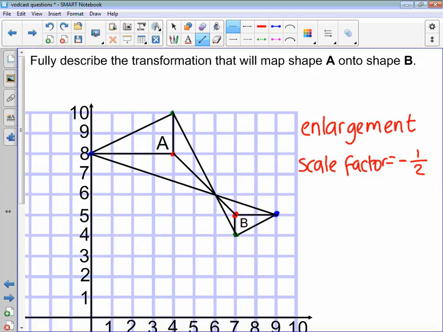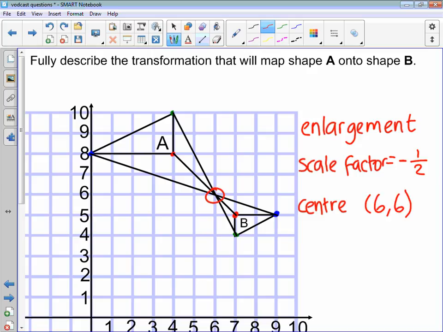As we can see, this time they cross at this coordinate point here, which is 6, 6. So we're going to say the centre of the enlargement is going to be 6, 6. Make sure you include all 3 bits of information when you're answering these questions, because you get a mark for each one.